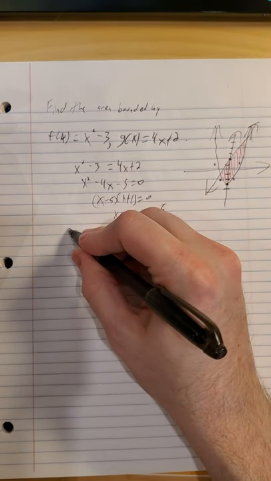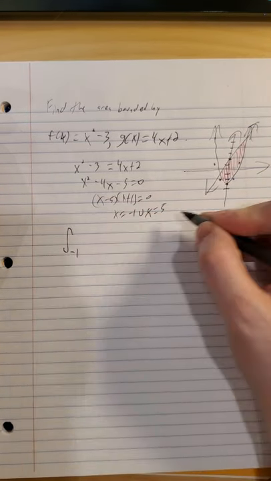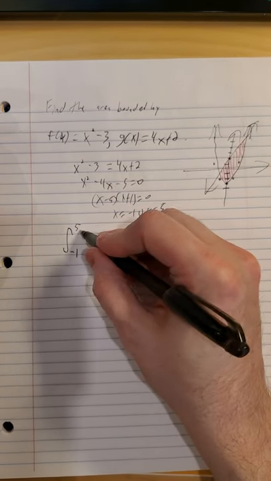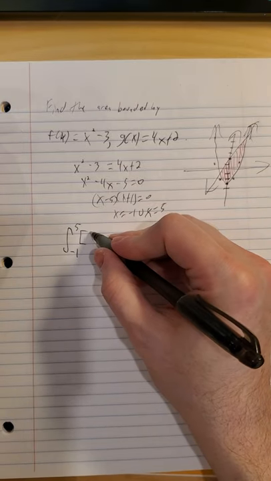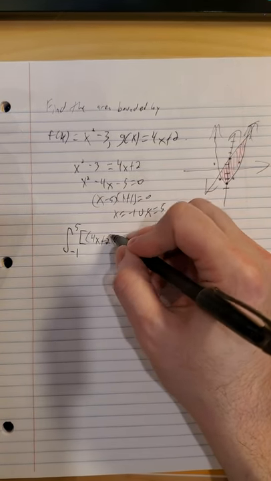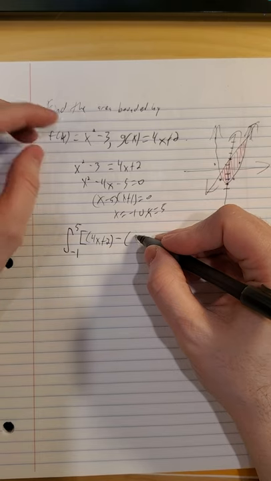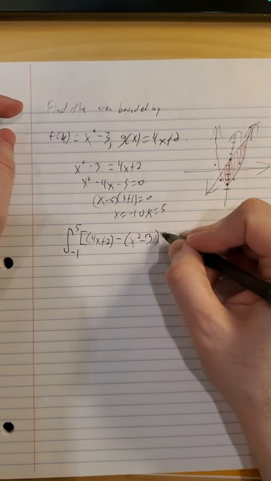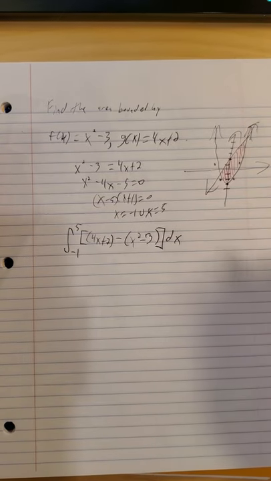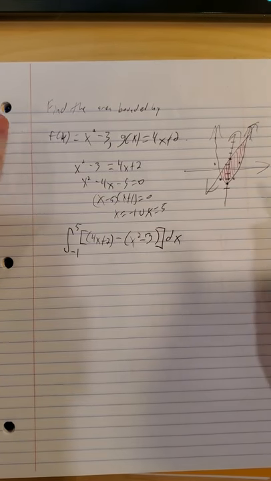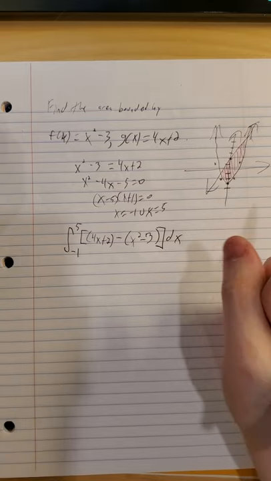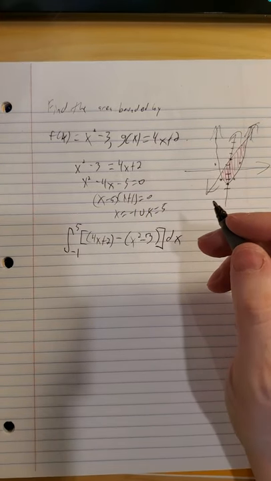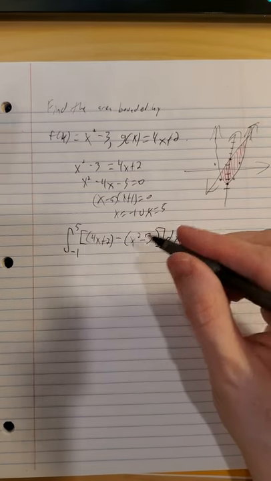So I want the integral from negative 1, left bound, to positive 5, right bound. Top function minus bottom function. Close it up, multiply by dx. That dx does have to be there. And that is a good time for a reminder. Make sure you're showing your work on quizzes and tests. If it has no work, I can't give you credit for it.